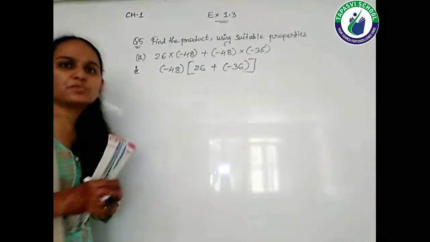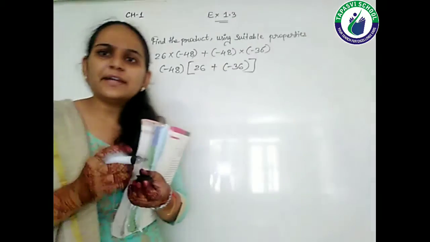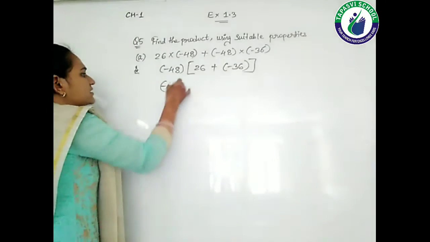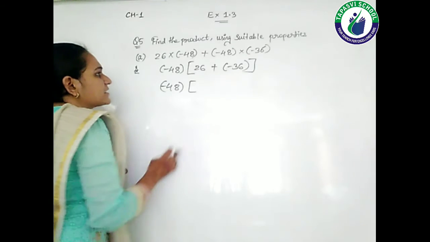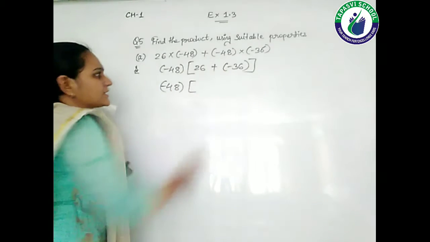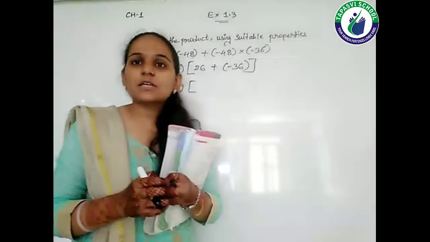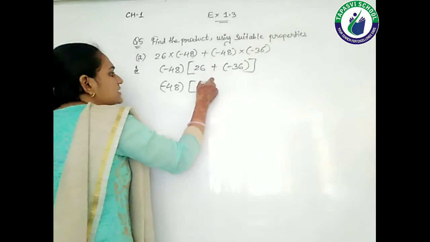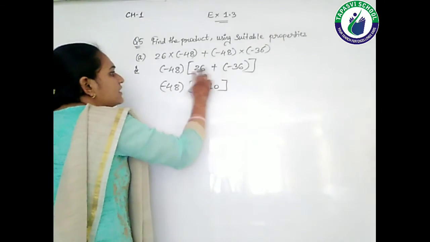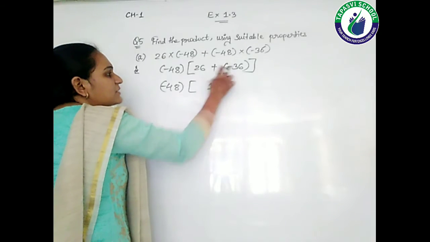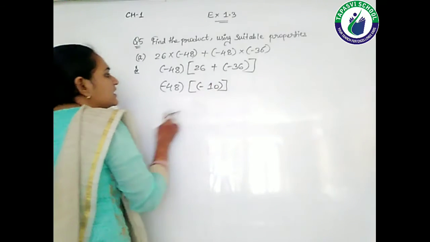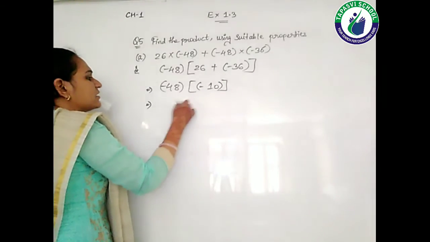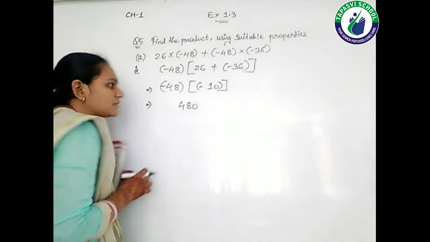Now it is like your distributive property only, right? You can solve it like this. Minus 48, 26 and minus 36. 26 is positive, 36 is negative. So one number is positive, another number is negative. So what we can do, students, we can do the subtraction. So 26 and 36 subtraction will be 10, but the greater number's sign will be there, so it is minus 10. Now we'll multiply these both. So 48 tens are 480 and minus minus becomes plus.